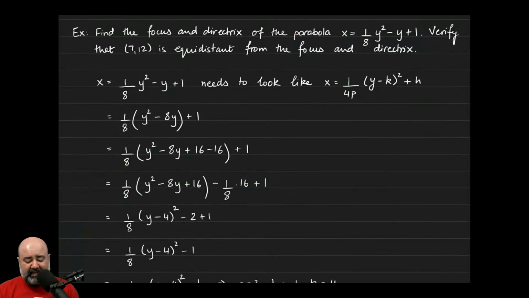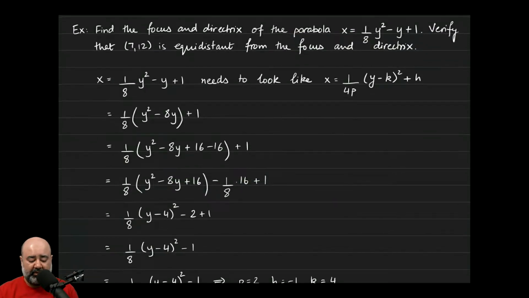Moving on to the next example, we take the exact opposite approach. Here, we give you the equation of the parabola, x equals 1/8 y squared minus y plus 1, but you're asked to find the focus and the directrix of the parabola. And then there's another part to the question, and it asks us to verify that 7, 12 is equidistant from the focus and the directrix. That means this point has the same distance from the focus as it does to the directrix.